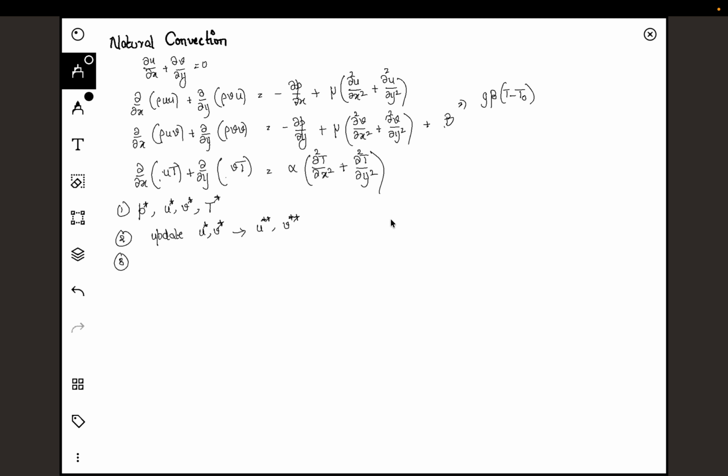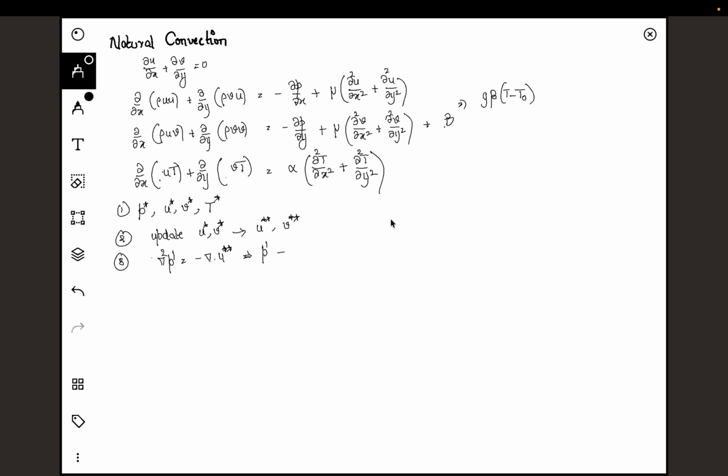While you're doing this, you're assuming the T here will become T star. So whatever is your previous guess, that will be the value of T star here. With that assumption, you'll update your U star, V star to U double star, V double star. With the new updated values, now I have to ensure that this will satisfy my continuity equation. So I'll do my pressure correction equation, which is del square P prime is minus del dot U double star. I'll solve this to get P prime.